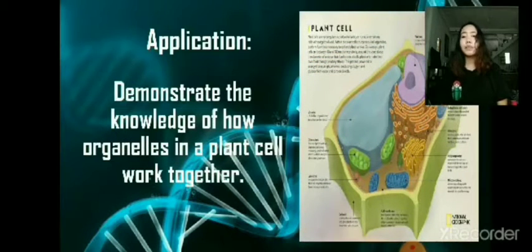Application. Demonstrate the knowledge of how organelles in a plant cell work together. This learning outcome is appropriate in this category application because learners must have the knowledge on how plant cell organelles work together as they can apply this on any future situations.